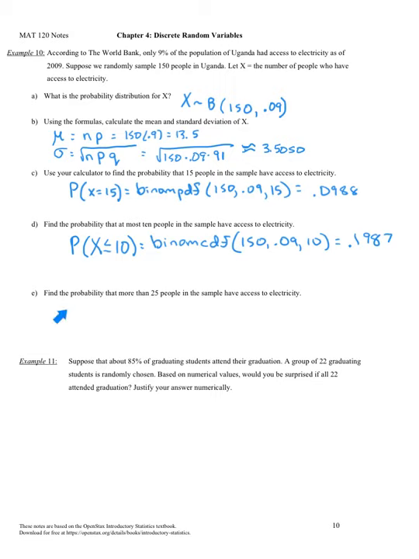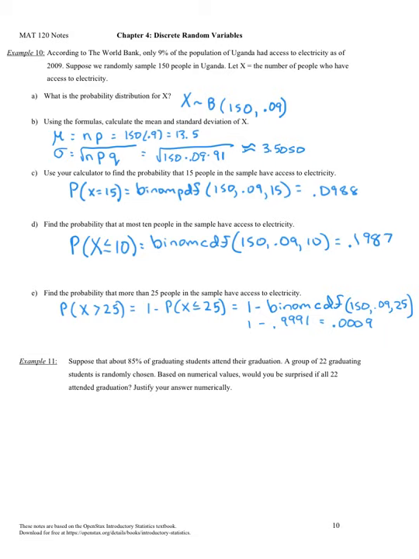For letter E, find the probability that more than 25 people in the sample have access to electricity. We'll first write out our inequality, and I'm going to choose our complement again to solve for this. We'll set it up like this. I know this is getting a little bit tricky, and when we do, our answer will look like this.